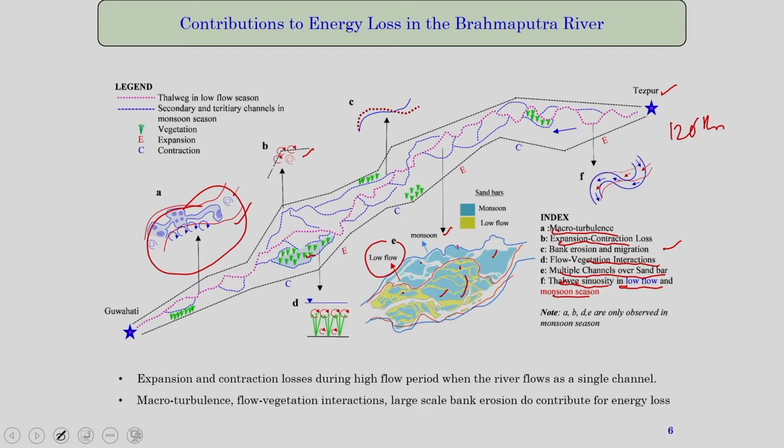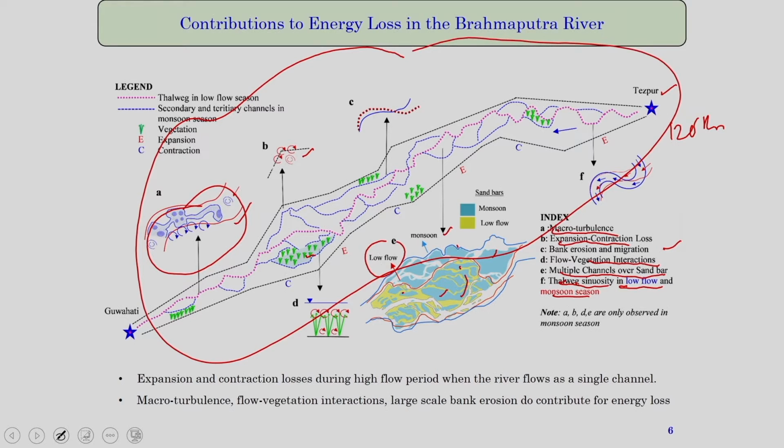So when you talk about the energy dissipations in the Brahmaputra river, it's not only frictional energy losses, which are well debated in many river engineering books. What we are talking about is beyond that: there is the possibility of energy losses because of expansion and contractions, because of the bank erosion process, because of macro turbulent structures, as well as the shifting of the thalweg lines in the low and medium seasons.